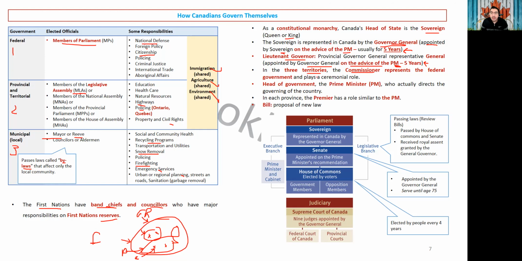Okay. So who is the head of the government and really rules the country? He has the real power in the country. He is the prime minister. And we are going to see how the prime minister is elected or selected in the next video.